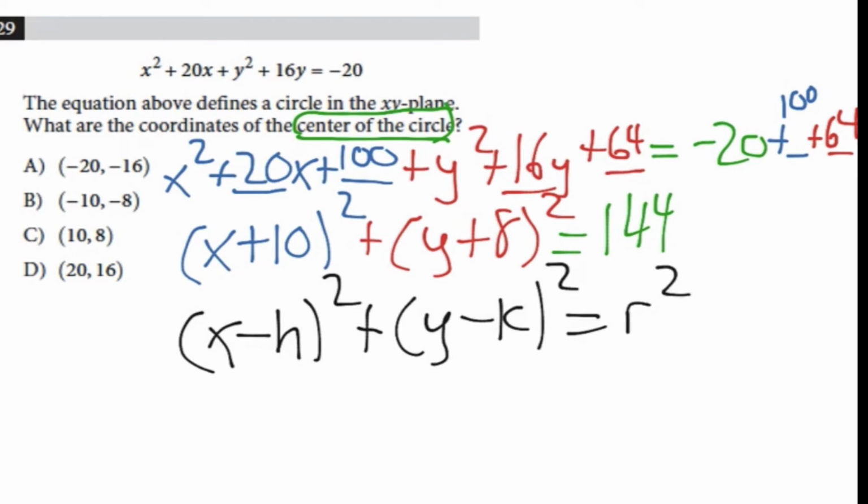So if we are subtracting h and we get positive 10, that means that our h value is actually negative 10. If we are subtracting k and we get positive 8, then our k value is actually negative 8. So our h and k values, the center of this circle, are -10, -8. B is our answer.